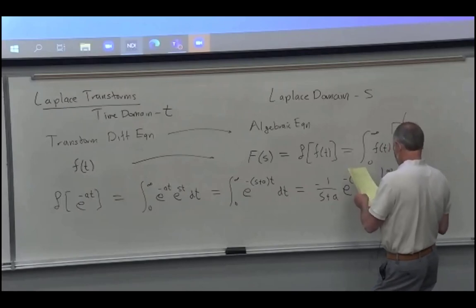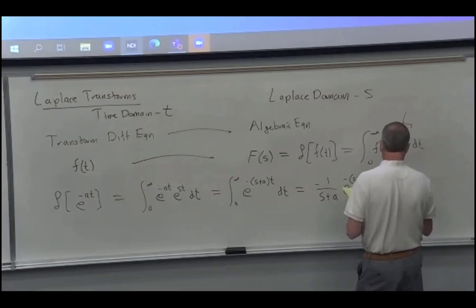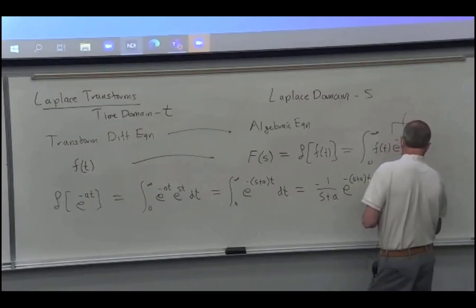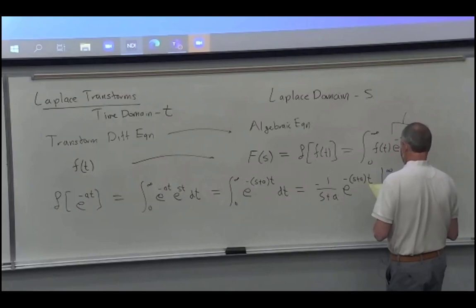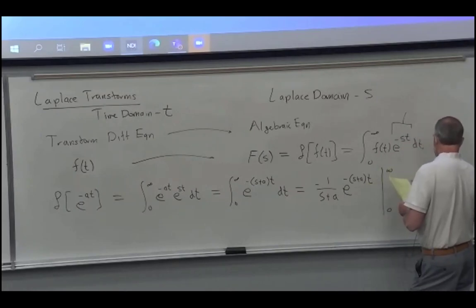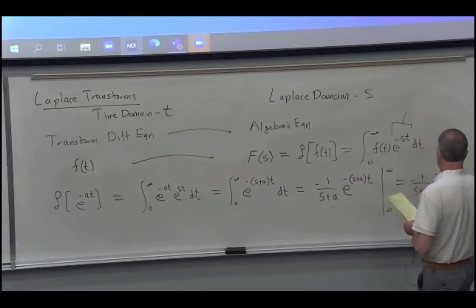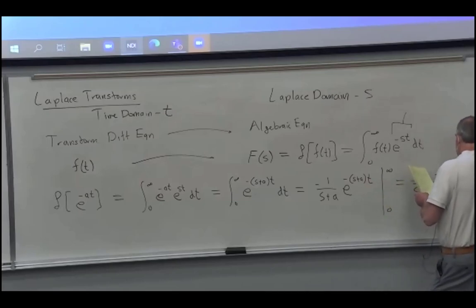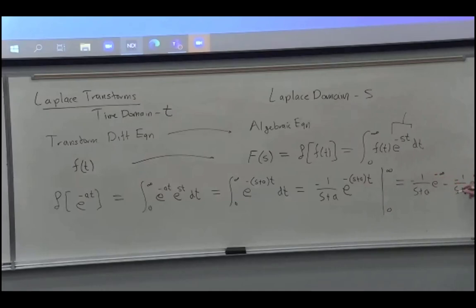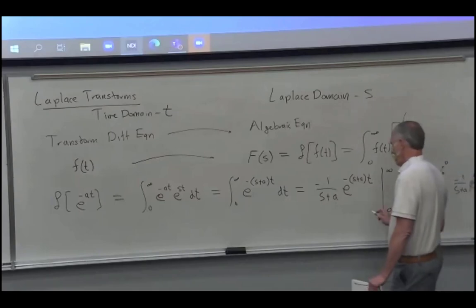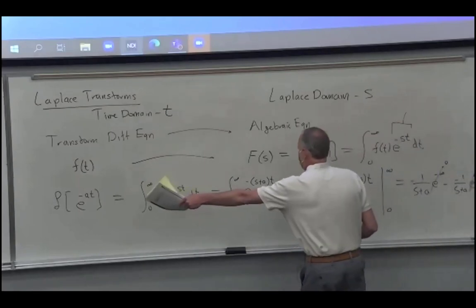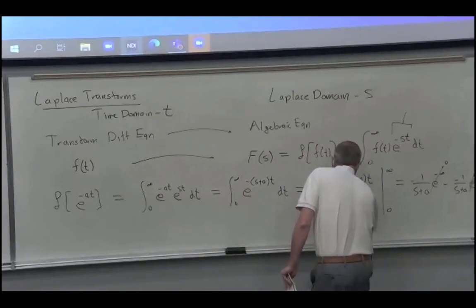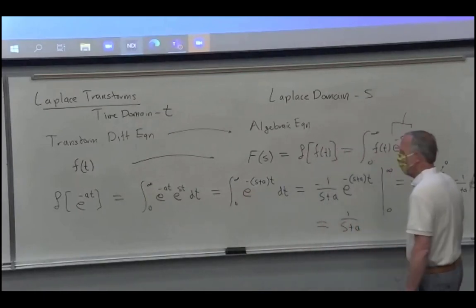And evaluate these at 0 and infinity. So that first limit gives me e to the negative infinity. This is e to the zero. So that's that thing at zero and that thing at negative infinity. And of course, e to the negative infinity goes to zero, and this is just one. And so this says the Laplace transform of that thing, e to the minus at, is 1 over s plus a.